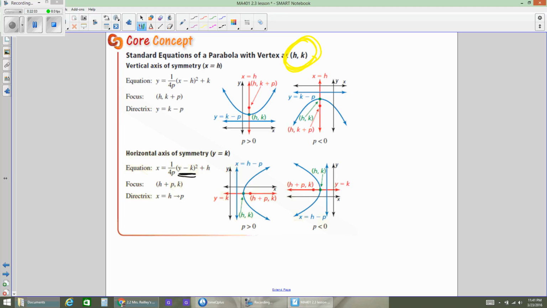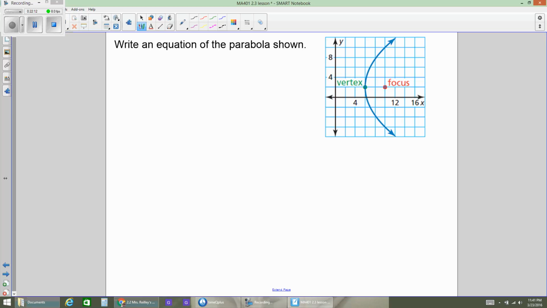Okay, so I can explain that as we work, if that's confusing to you. Here we go. Here's our first one. It says write an equation of the parabola shown. The first thing you should notice is that we are opening to the right. So it's right left. So it's x equals 1/4p times the quantity y minus k squared plus h.